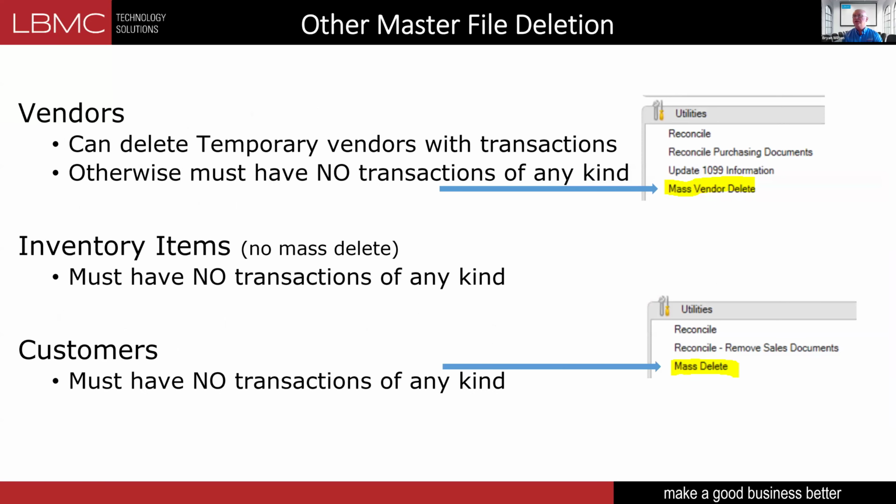Other master files, vendors, customers, inventory items, same rules. You can't have any transactions assigned to a vendor, item, or customer. So you have to clean out the detailed data first. Then you could delete the master record. Inventory here, you have to do one at a time. The theory is, you probably don't want to delete inventory items en masse.